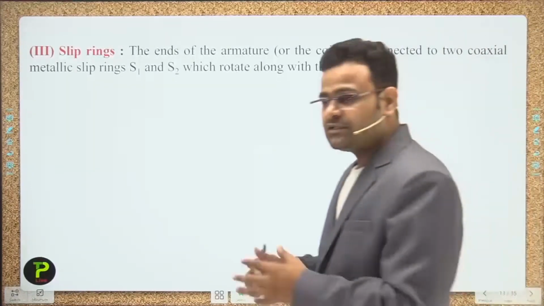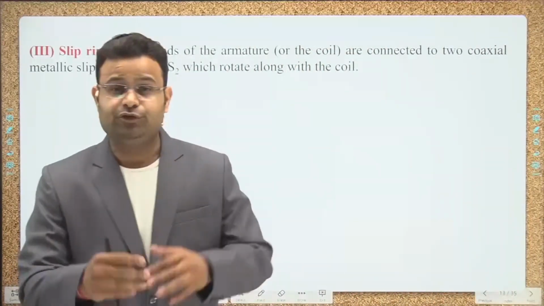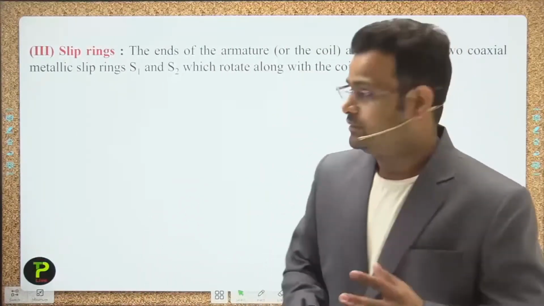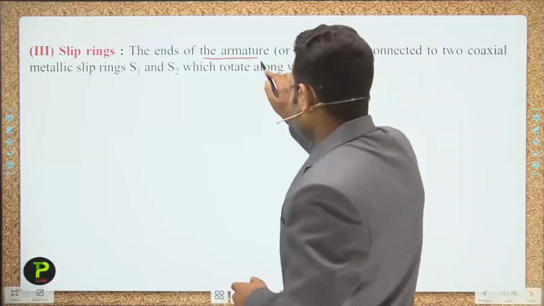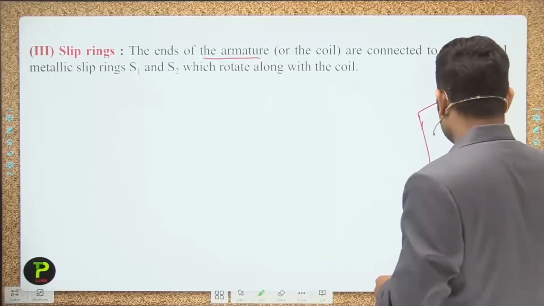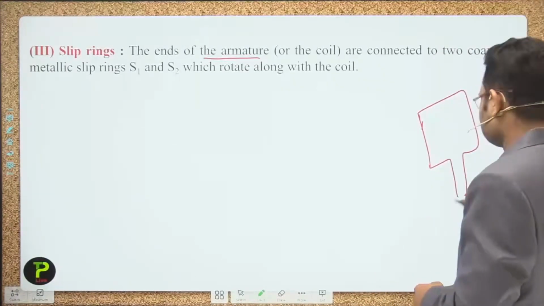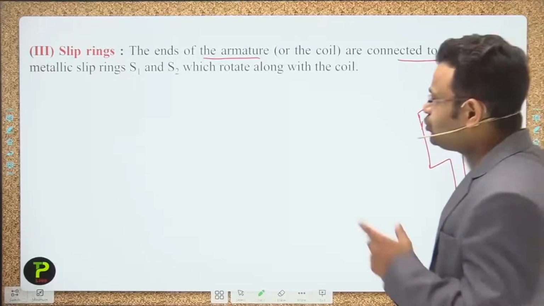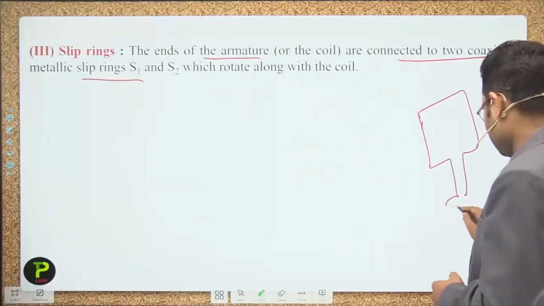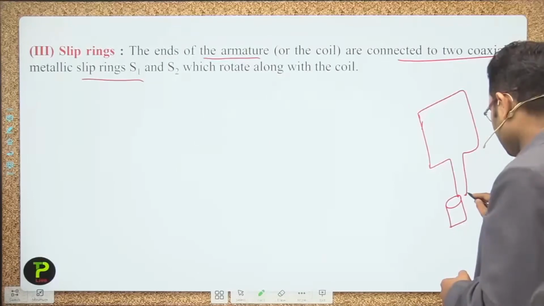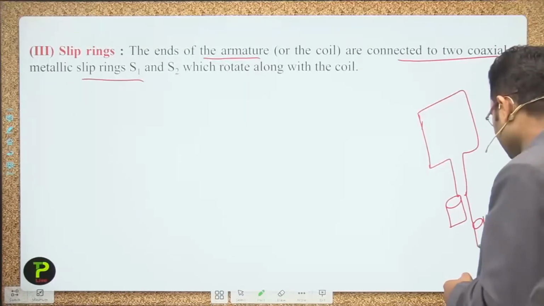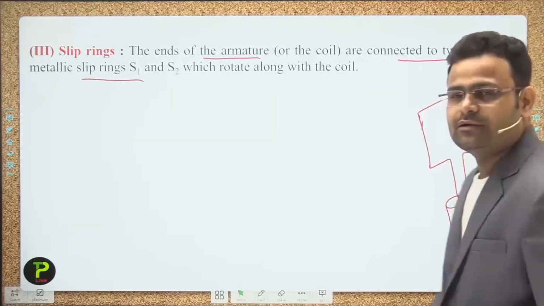Slip rings. Slip rings are used to produce the electric current in alternating form. Let's look at the end of the armature in the previous diagram. The ends of the armature are connected to two coaxial metallic slip rings, in a cylindrical form. We are drawing the two different slip rings.